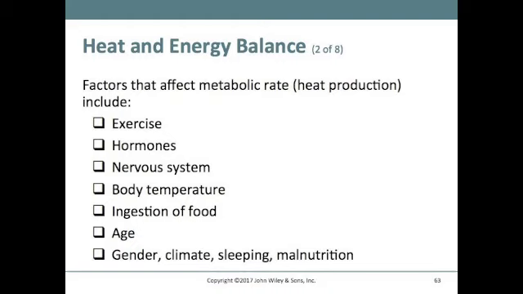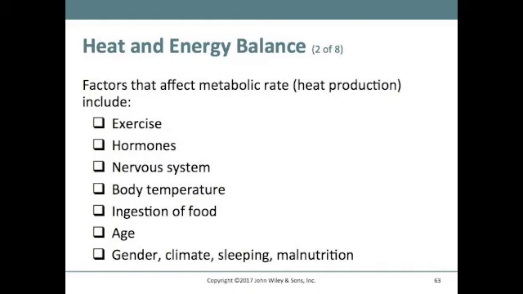Moving on to the next slide, some factors that affect metabolic rate include exercise, hormones, the nervous system, body temperature, ingestion of food, age, gender, climate, sleeping, and malnutrition. During strenuous exercise, the metabolic rate may increase to as much as 15 times the basal rate. Thyroid hormones are the main regulators of the basal metabolic rate. During exercise or in a stressful situation, the sympathetic division of the autonomic nervous system is stimulated.